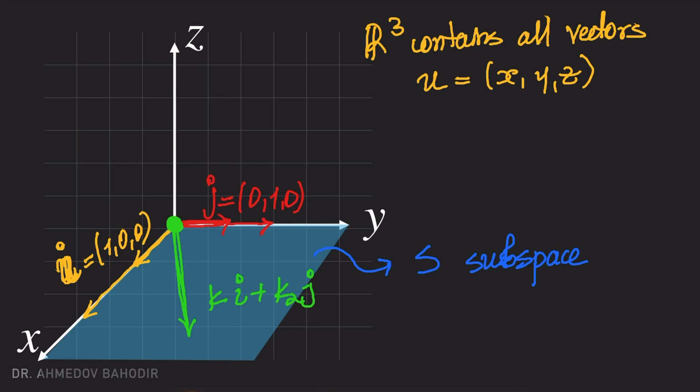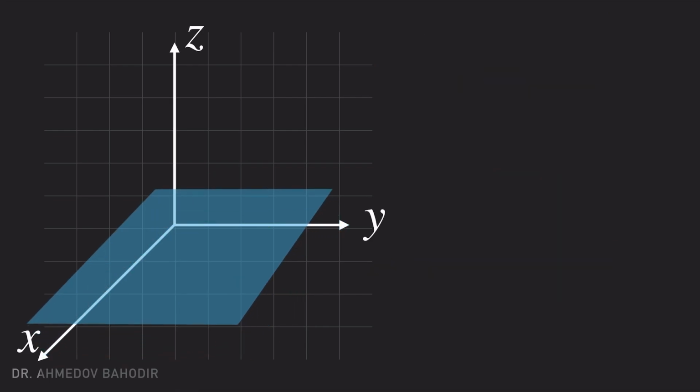So essentially, this subspace fulfills all three conditions. That's why we call it a vector subspace. And analogously, as we did for the lines, not any plane is a vector subspace. For example, we can define a plane which is not passing through the origin.